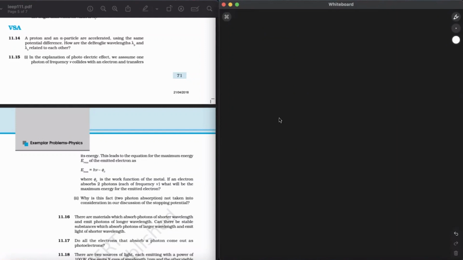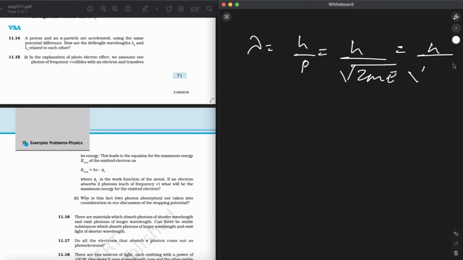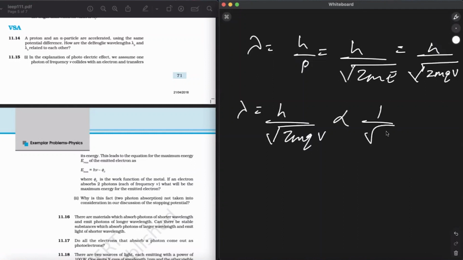Short type answer questions. A proton and an alpha particle are accelerated using the same potential difference. How are the de Broglie wavelengths lambda p and lambda alpha related to each other? Simple question. Lambda equals h upon p. Write this 100 times with me, alright? Because these are very important formulas. These interconversions are there, and I told you, you just have to compare two values. So lambda is equal to h upon the square root of 2mqV, so I can write it proportional to 1 upon root of mq. Rest all the parts are constant.